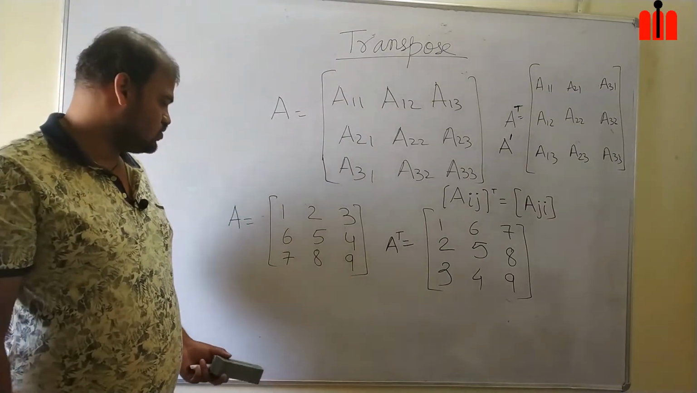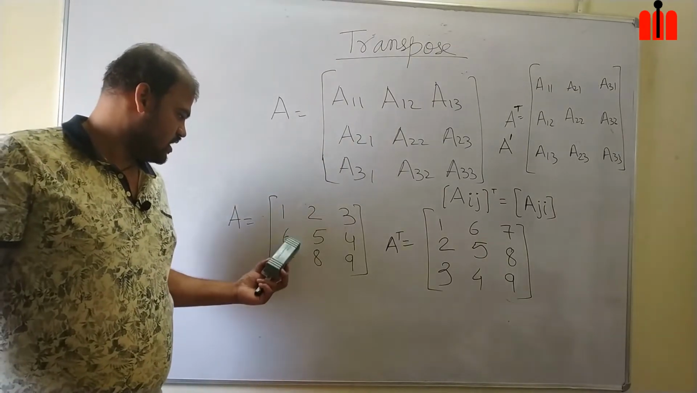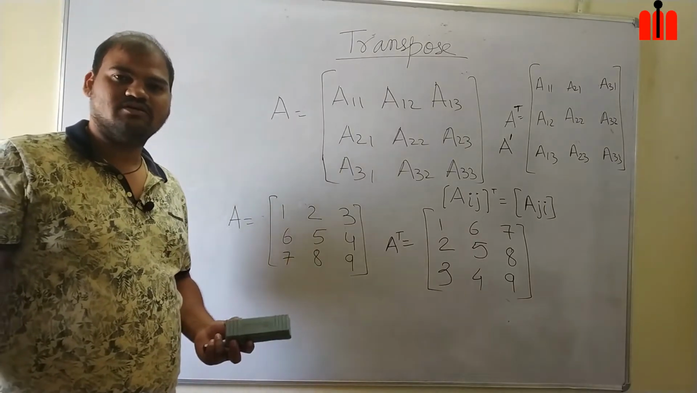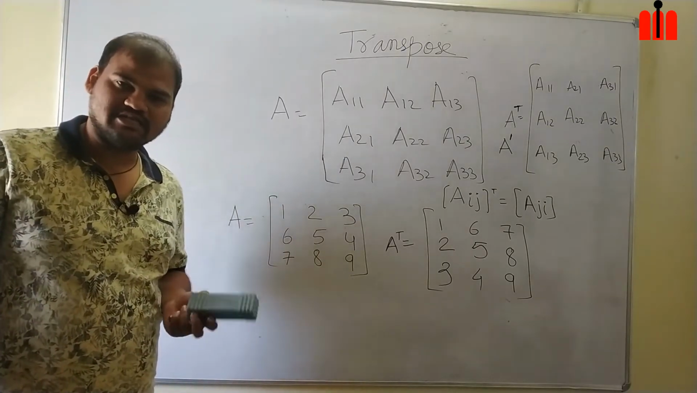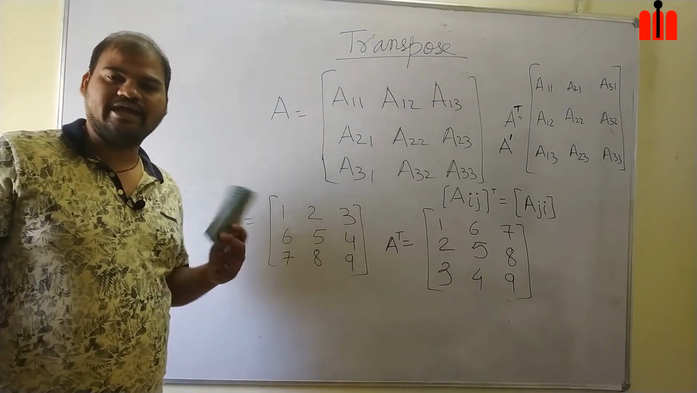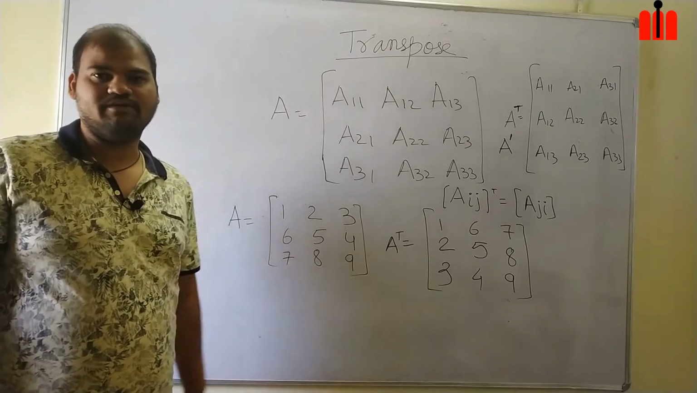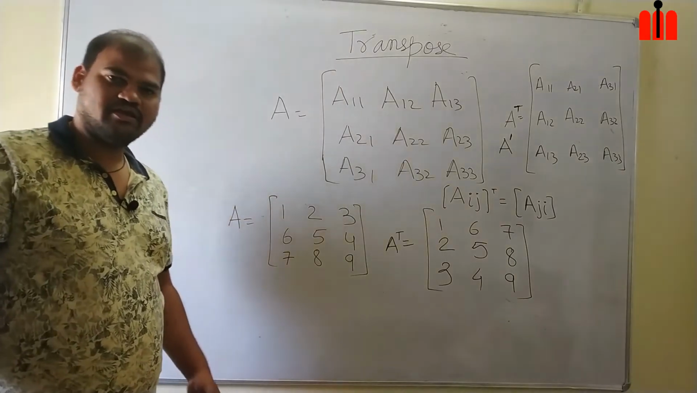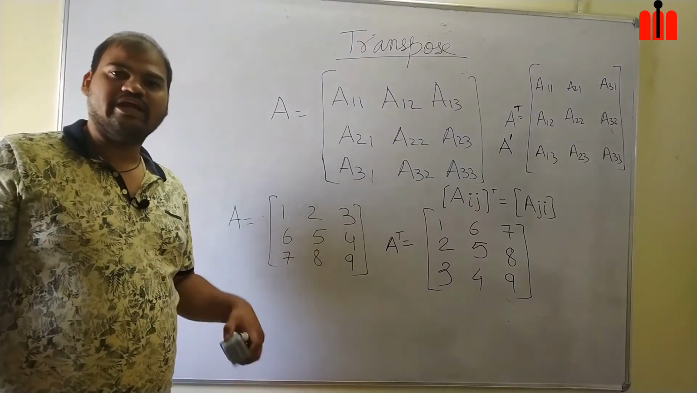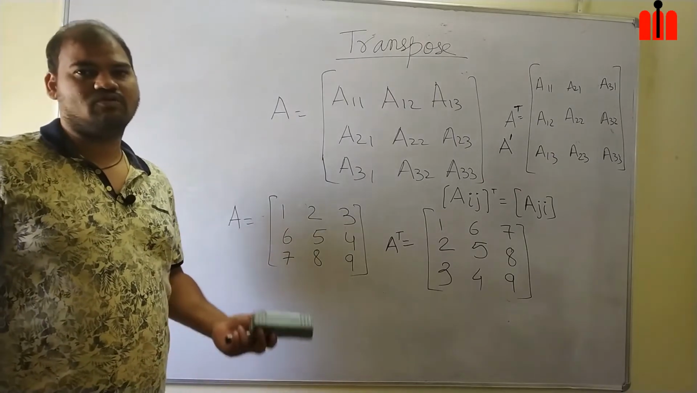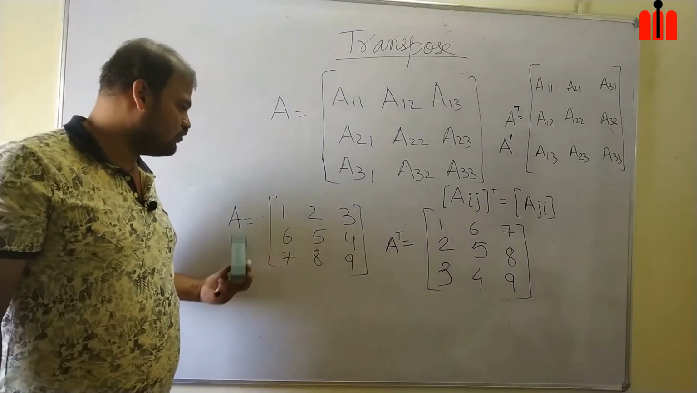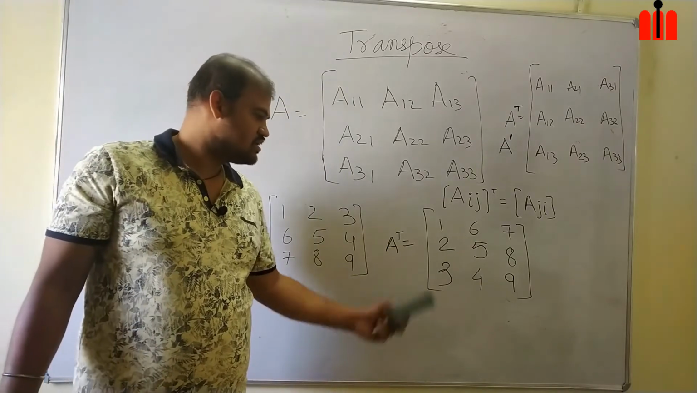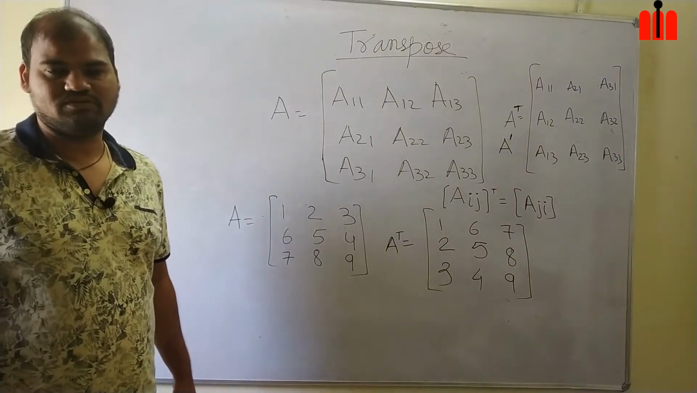So just the addresses of the elements are interchanged. That means I and J are the address of the element, and those are interchanged. J will become I and I will become J. A12 became A21, A13 became A31, A23 became A32, and A32 became A23. So this is what is happening in transpose. So how do we find the transpose of a matrix? If A is this matrix and you have to find the transpose, then this will be my transpose.